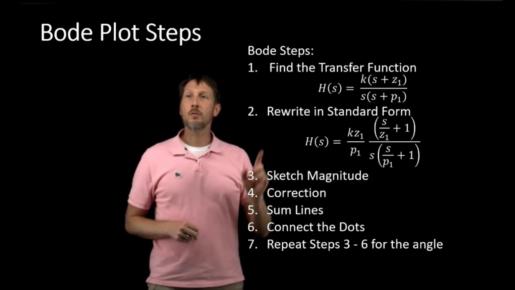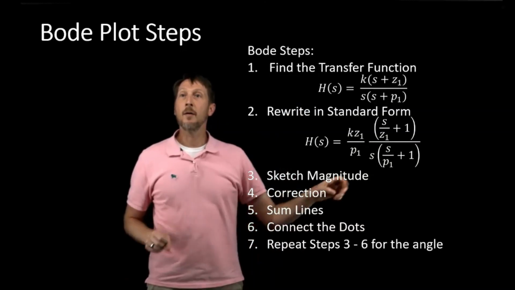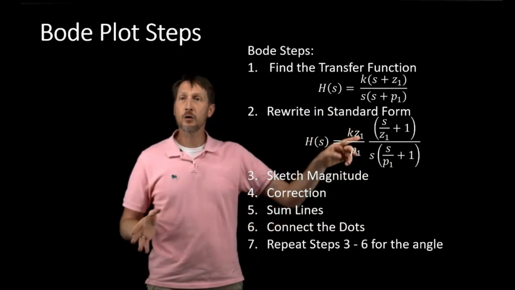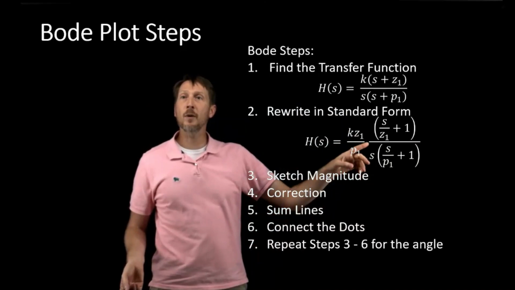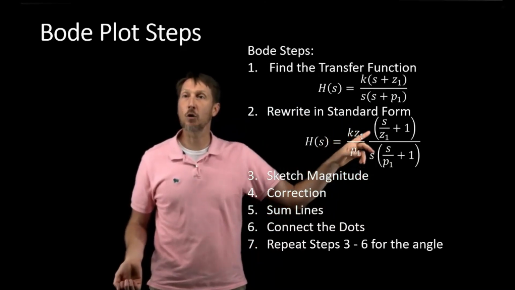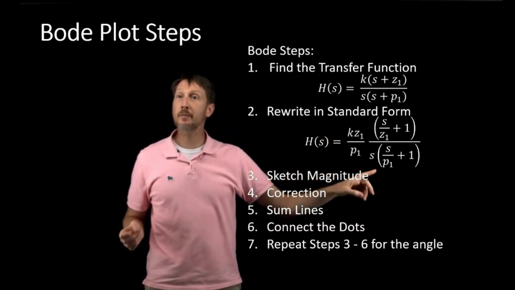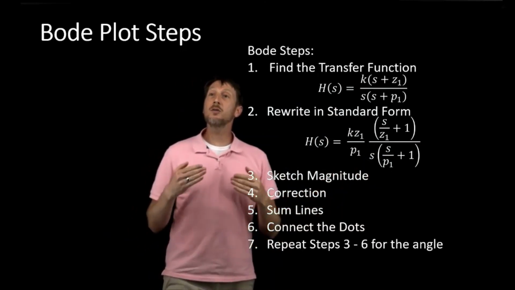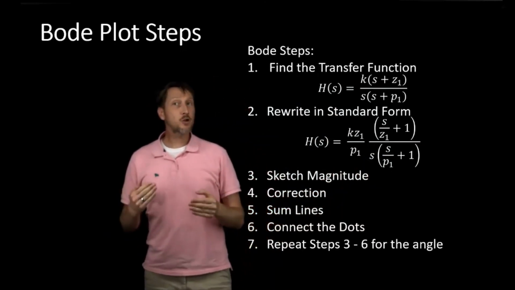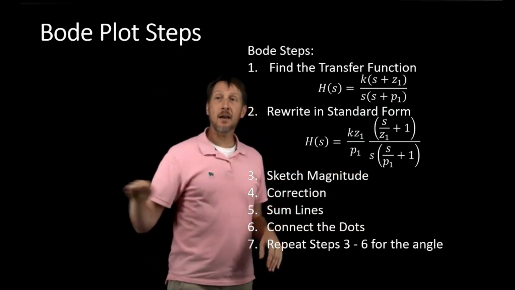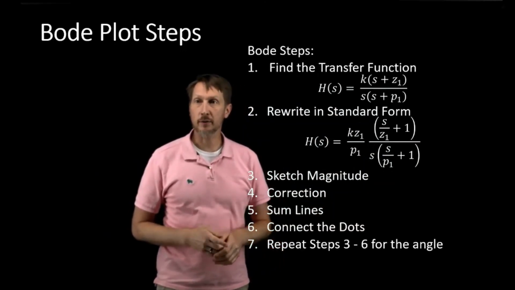Step number 2, rewrite it in the standard form. Make sure that all of your poles and zeros are in the form of S divided by the 0 plus 1 or S divided by the pole plus 1. Doing it in this manner, we will make sure that the gain of the system is correct.